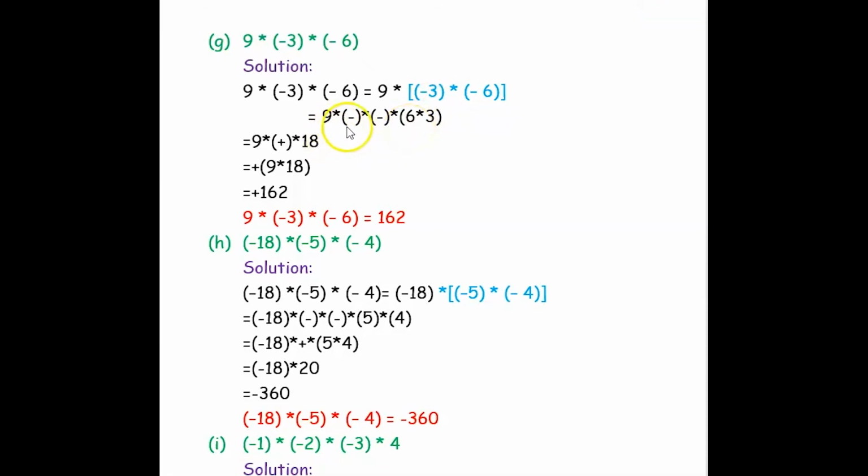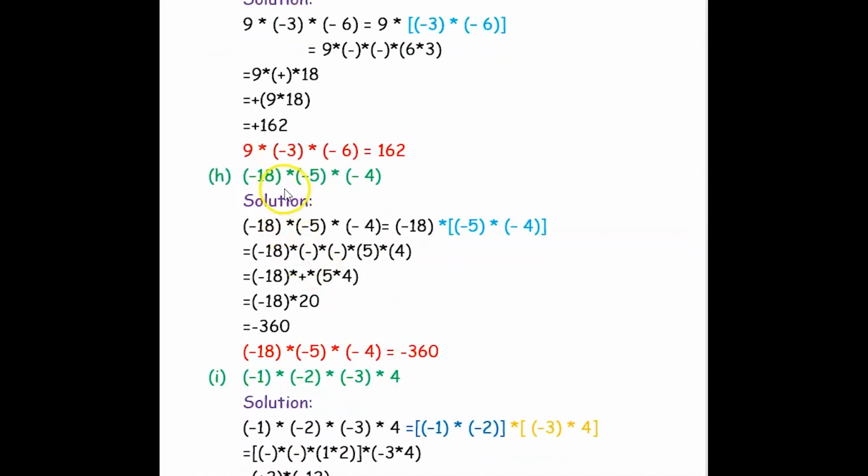So now I am writing 9 into, so negative 3 into negative 6 can be split as negative into negative, 6 into 3. So we know that negative into negative is positive and 6 into 3 is 18. So here we have positive integers. So we can write a positive sign in the front and multiply the integers. So 9 into 18. We know that 9 into 18 is 162. So positive sign in the front. So thus 9 into negative 3 into negative 6 is positive 162.